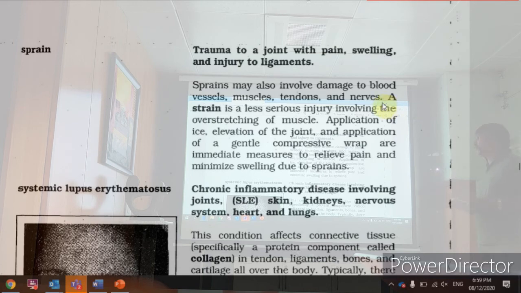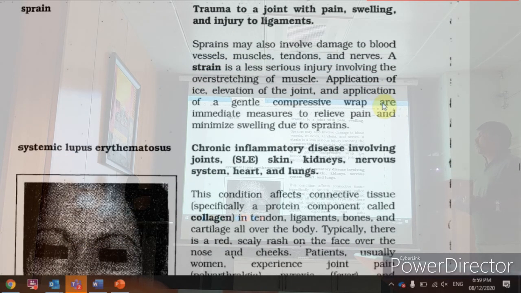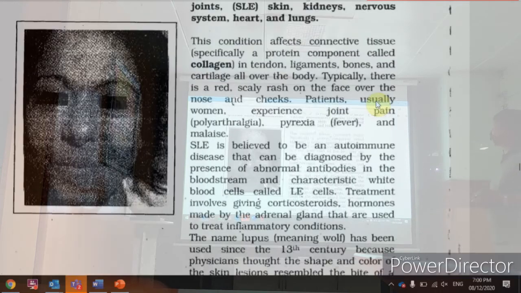SLE, systemic lupus erythematosus, is a chronic inflammation involving the skin, kidney, heart and lungs because of a collagen problem in the tendons, ligaments and bones. Typically there is a red scaly rash that can happen on the nose and cheeks. Patients, usually women, scroll down, experience joint pain.